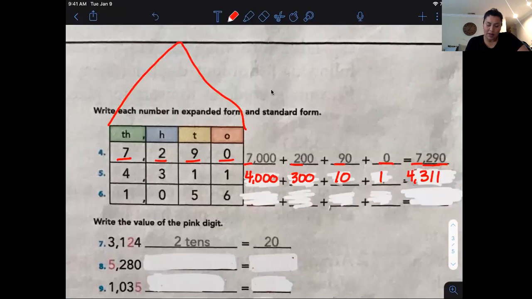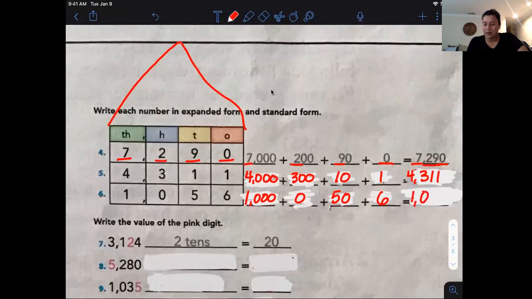Let's skip on down to number 6. How many are in the thousands? There's 1,000. Ooh, tricky, tricky. How many are in the hundreds? 0. So what do I need to write? A 0. How many in the tens? 50. And how many in the ones? 6. So, you ready? Let's add our numbers together to write it in standard form.